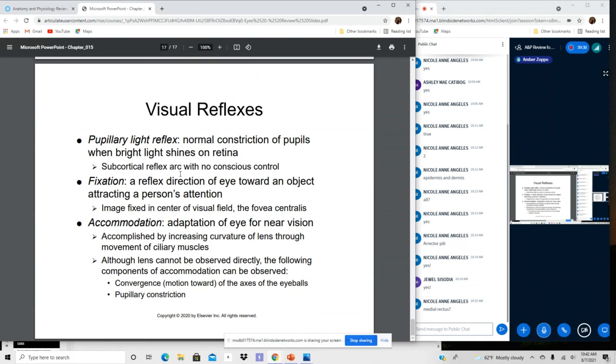Fixation is a reflex direction of the eye toward an object, attracting a person's attention. An image is fixed in the center of the visual field, the fovea centralis. Accommodation is adaptation of the eye for near vision. It is accomplished by increasing the curvature of the lens through movement of ciliary muscles. Although the lens cannot be observed directly, the following components of accommodation can be observed: convergence, which is motion toward the axis of the eyeballs, and pupillary constriction.